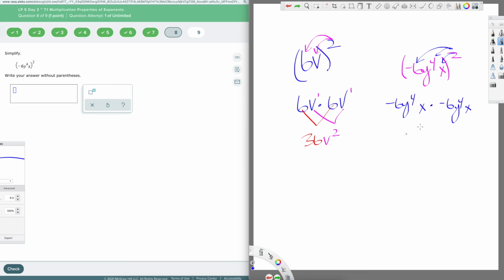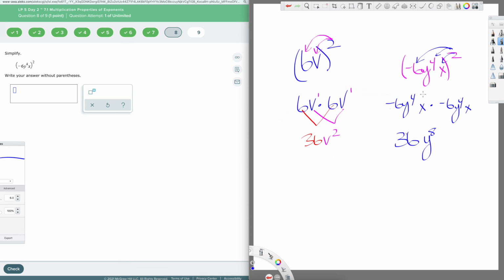You can definitely expand it out to see it this way, but I can just go negative 6 squared. That's going to be positive 36. Two negatives make a positive. With this one, it's y to the 4th squared. This is a power of a power. This is already a base and an exponent raised to another power. So I multiply 4 times 2 and I get 8. And again, I can see that here. 4 and 4, I'd add them together and I'd get 8.